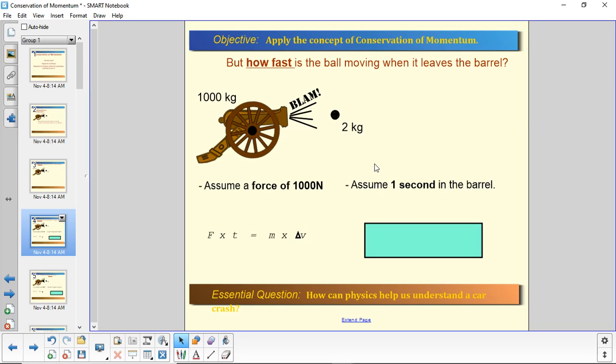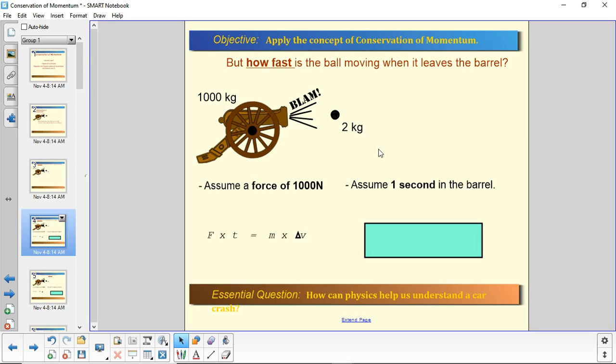So I want you to pause the video in just a moment here, and I want you to do this calculation. I want you to figure out what is the speed of the ball when it leaves the barrel. Give you a hint, you're going to use the impulse equation. I would like you to have this memorized, okay? So know it well enough that you don't need to look it up every time. So at this point, pause the video, do the calculation, and figure out how fast the ball is moving.